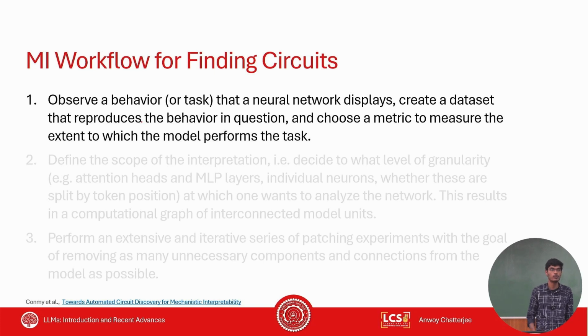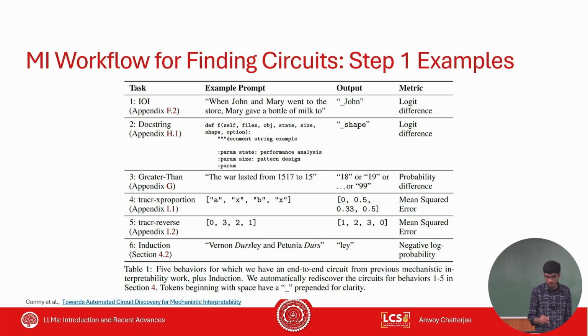First, you have to isolate a particular task. You have to observe a behavior and create a data set that reproduces the behavior in question, and define a metric. How do you measure the performance of the task? Let's look at an example. For example, in this IOI task, the metric can be the logit difference between John and Mary, the two objects in the input prompt.